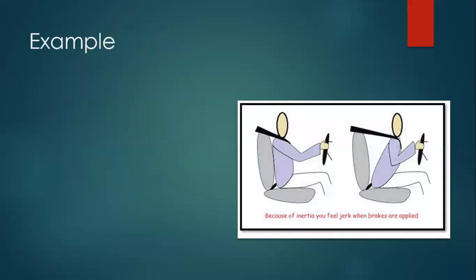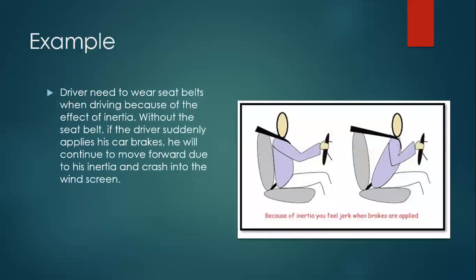Let's suppose a driver needs to wear a seat belt when driving because of the effect of inertia. Without the seat belt, if the driver suddenly applies the car brakes, he will continue to move forward due to inertia and crash into the windscreen. On the other hand, if he wears the seat belt, the driver will be prevented by the seat belt from crashing into the windscreen. That is the advantage of using the seat belt.